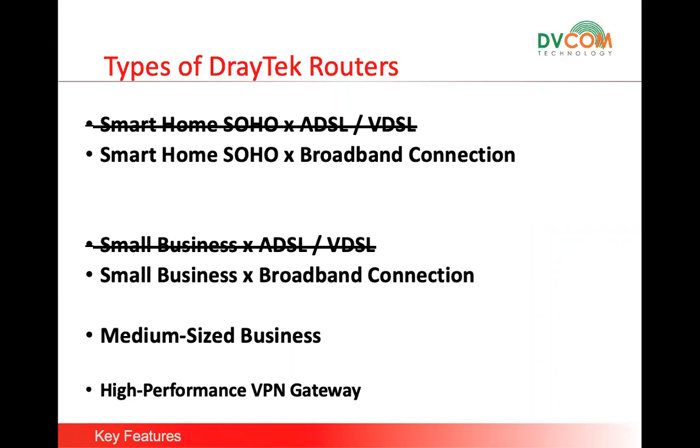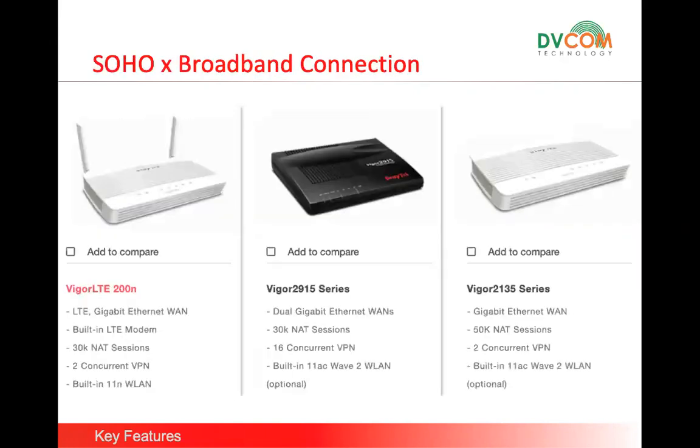Let's see what SOHO routers are available in Dretec. The first one is the Vigor LTE 200N. Whenever you see LTE, it means it supports a SIM. You can insert the SIM, configure your 4G through it, and access your internet. On top of this, you have a gigabit Ethernet interface, which can terminate your WAN connection directly, and it has a built-in LTE modem. By default, it supports 30,000 NAT sessions, and you can configure 2 VPNs.